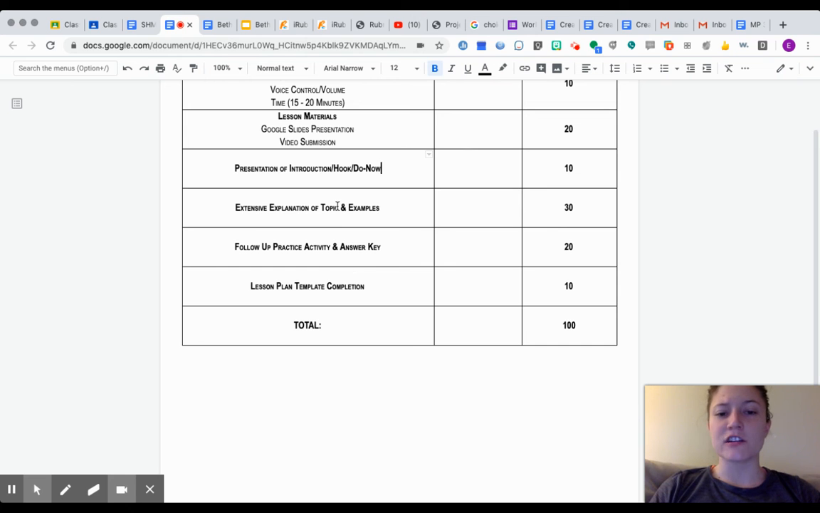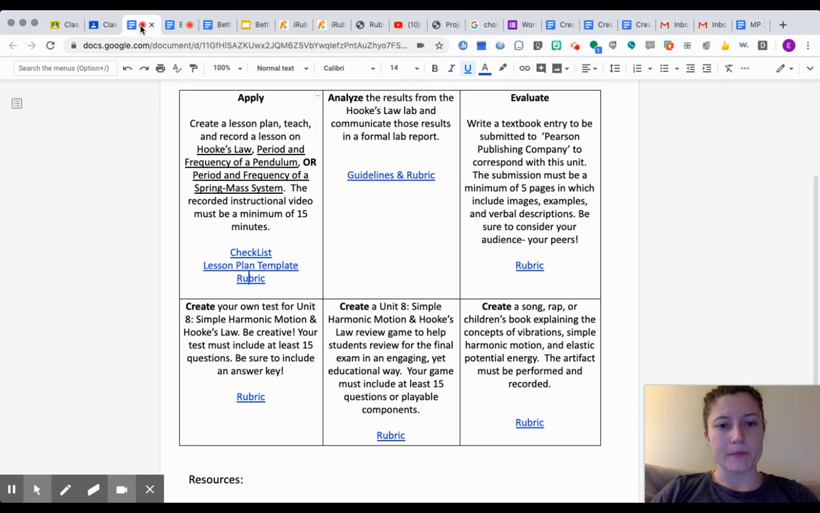Your explanation of the topic and your examples are worth 30 out of the 100 points. Your follow-up activity and the answer key for it is worth 20 points. And then your lesson plan template completion is worth 10 points, for a total of 100 points. Okay, so that's your first option.